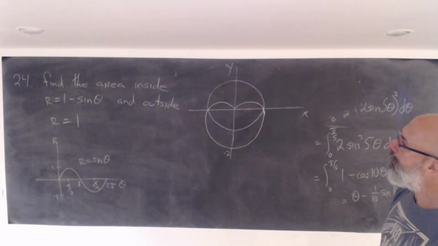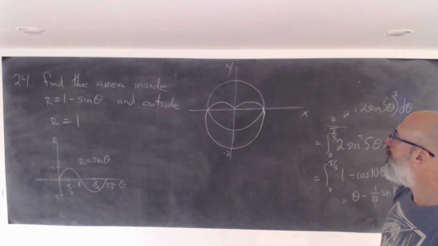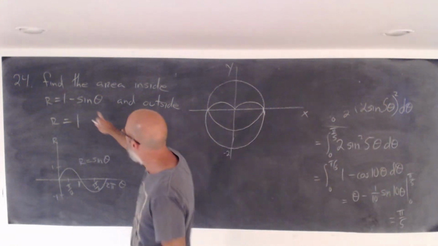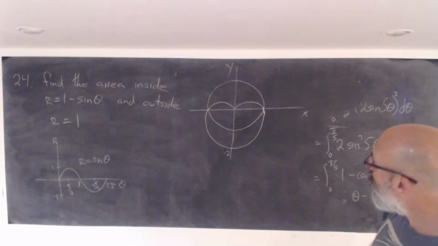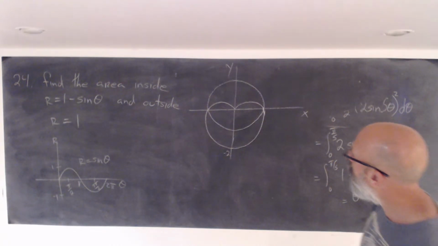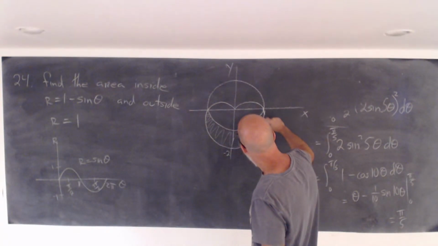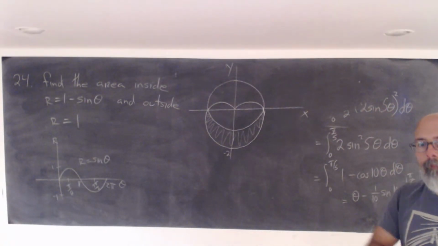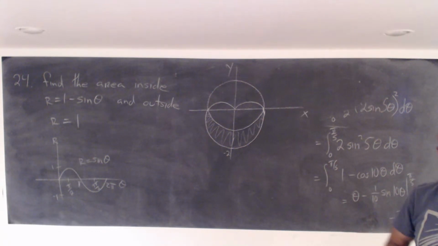So what do we want? We want the area inside this, but outside the circle. So you see what area we want, right? We want this area right here. The area below the circle, exactly that amount. All right, so let's set it up.